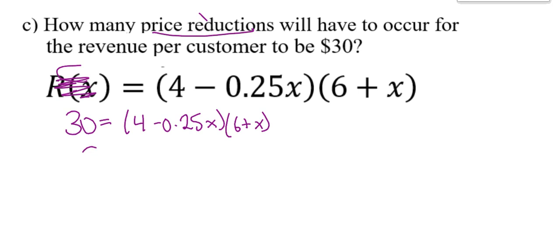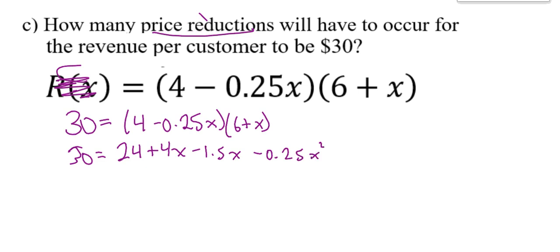Which means I have to expand that binomial. I like to use FOIL, and then go from there. So when I expand the binomial, I get 24 plus 4x minus 1.5x minus 0.25x squared. And then I'm going to subtract 30 from both sides because that will put 30 over here, 0 over here.